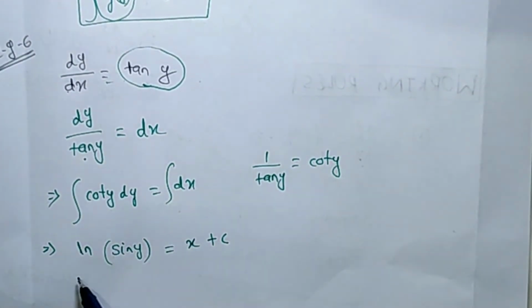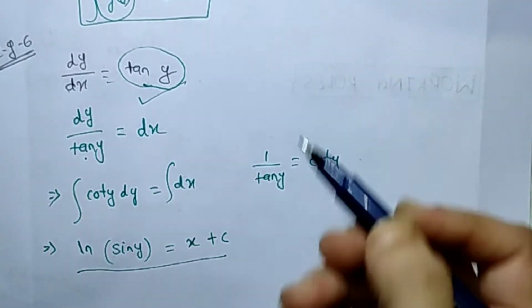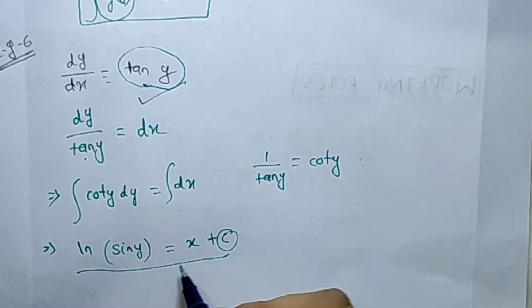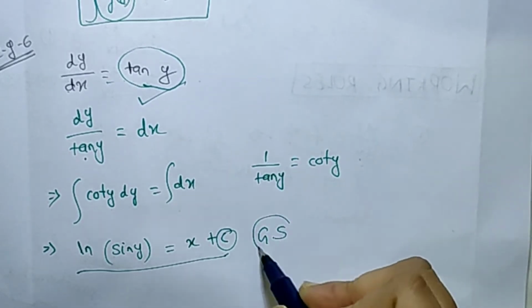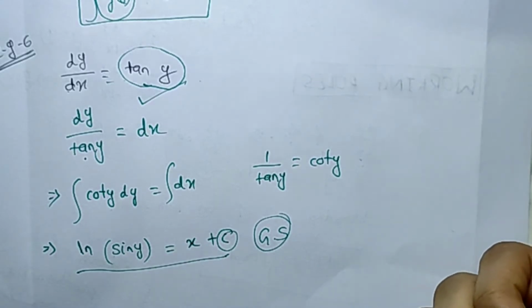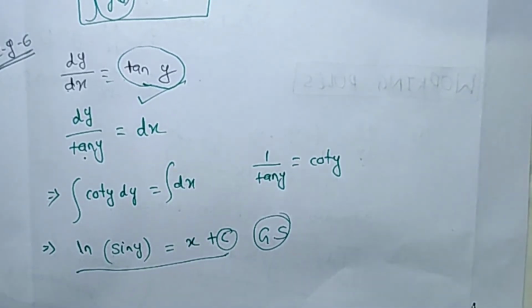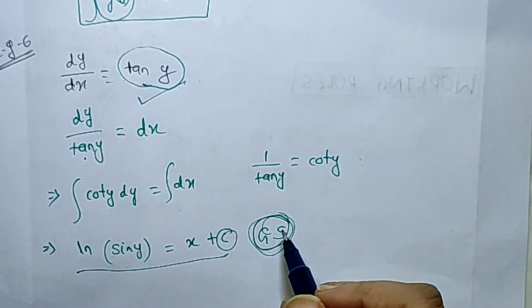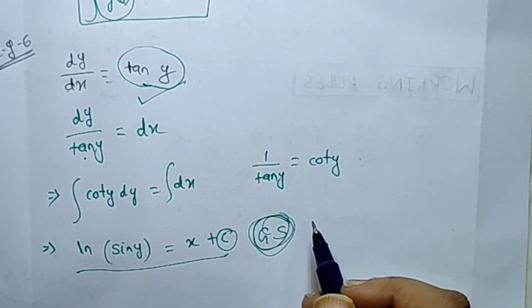Now this is the solution to this differential equation. c is the arbitrary constant or integrating constant. So this is a general solution. What is a general solution? What is a particular solution? We have already covered that in lesson number 1. So if you have any confusion about these solutions, you can watch my lesson number 1 video. Okay. Now let's move on.